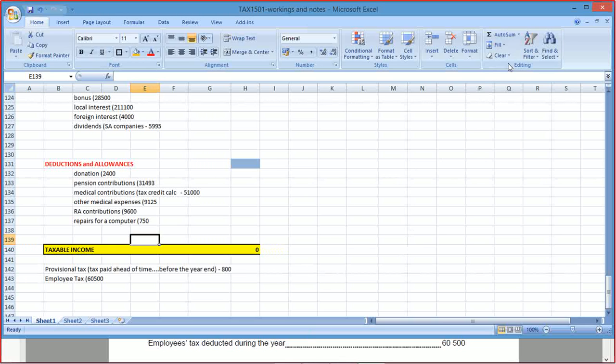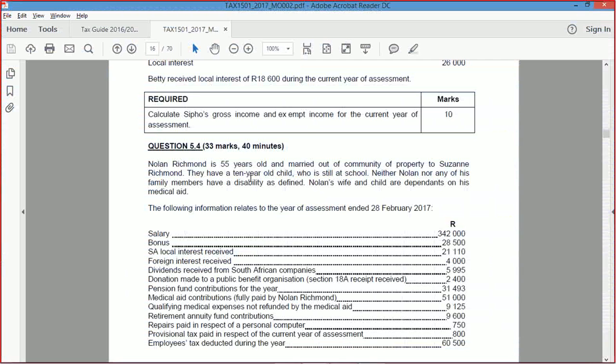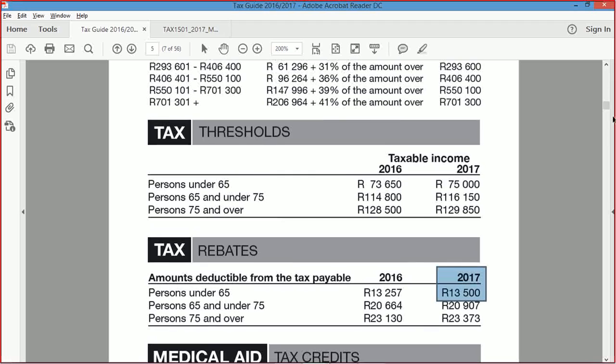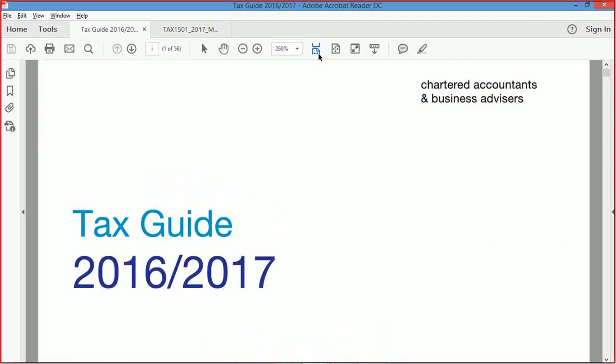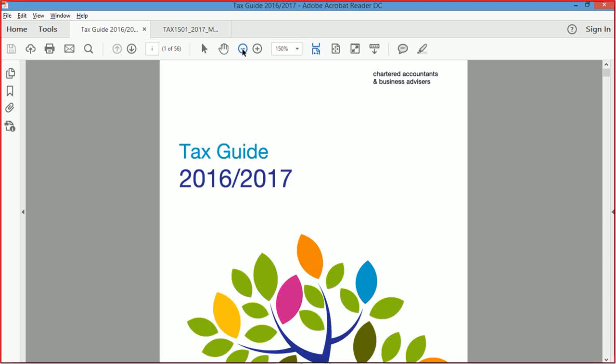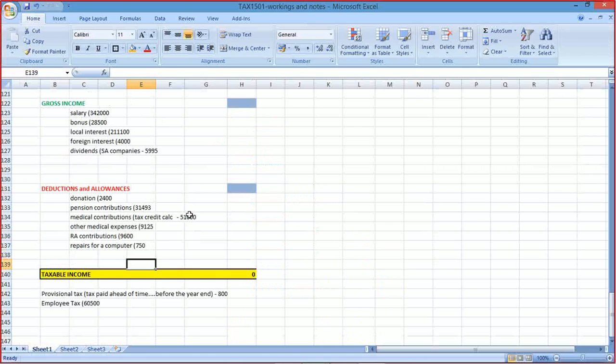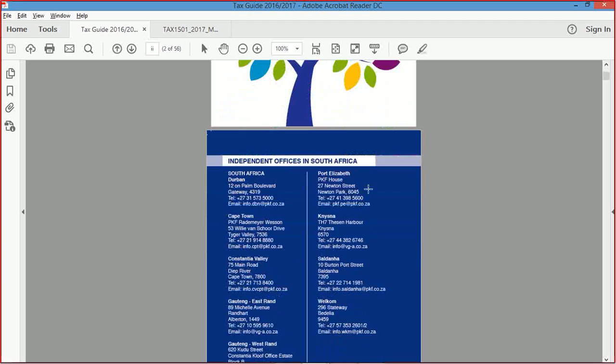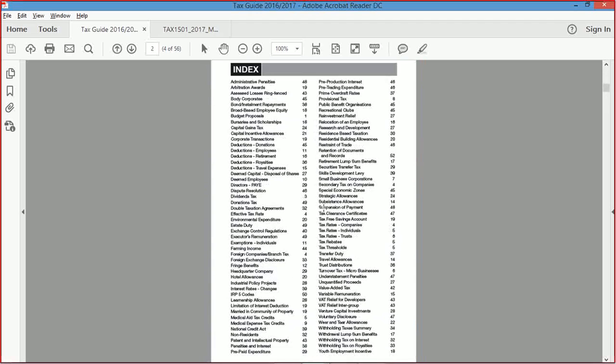Now I don't need the question anymore. Now I just need the tax guide. Let's look at the first bit. Let's go up. Salary I do include, so I'm going to leave that as is. Bonus, I'm going to leave that as is. Nothing happens to that. Local interest has a deduction. We need to go to the tax guide. Local interest, let's find that.